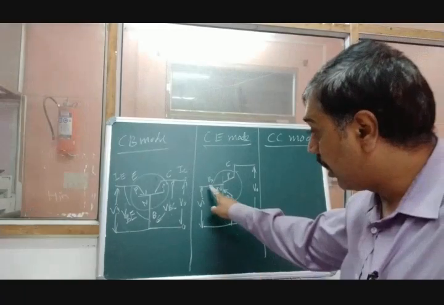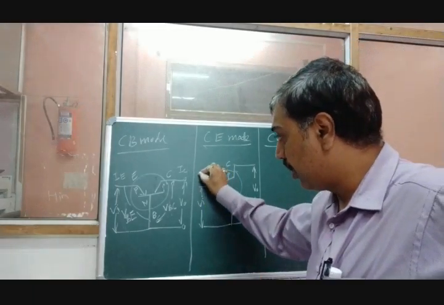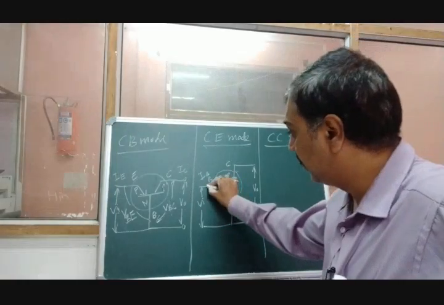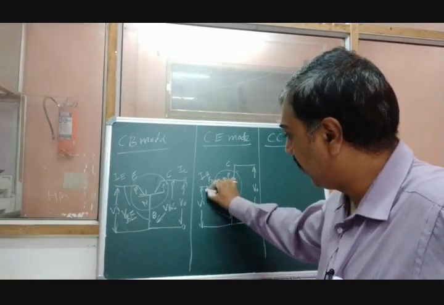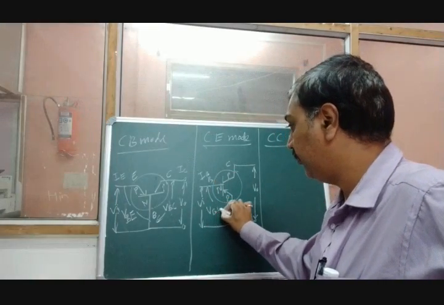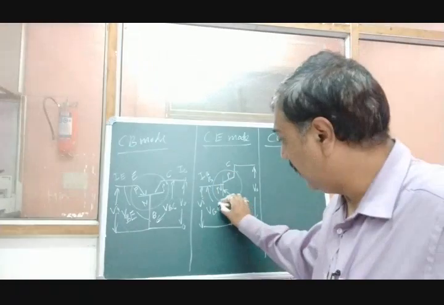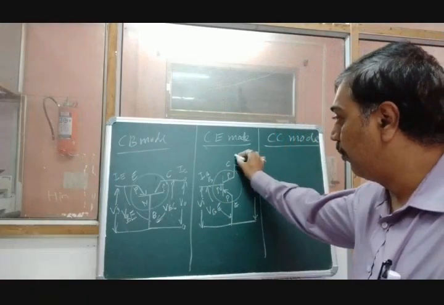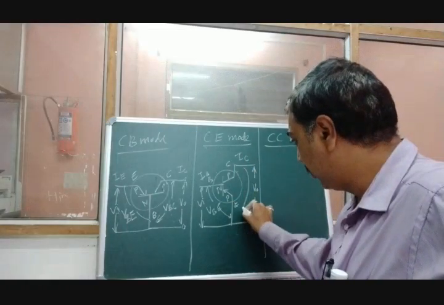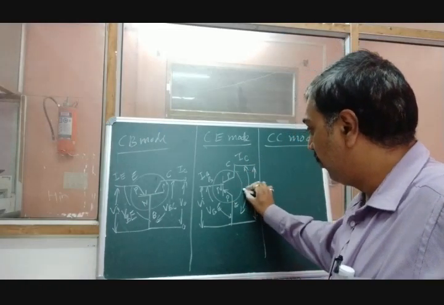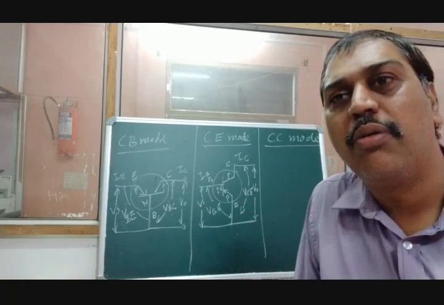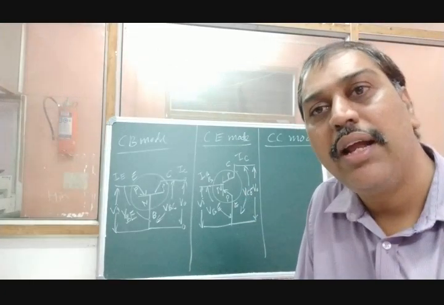What is the input current? This is the base, so the input current is IB. What is the input voltage? It is the voltage between base and emitter, that is VBE. What is the output current? Output current is due to the collector, that is IC. What is the output voltage? This is the output voltage. It should be VCE, the voltage between collector and emitter.